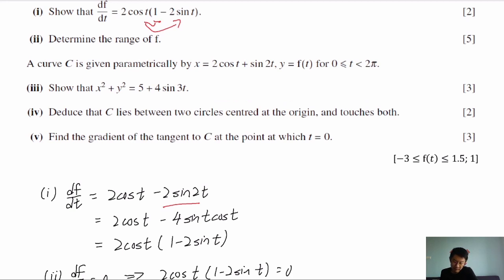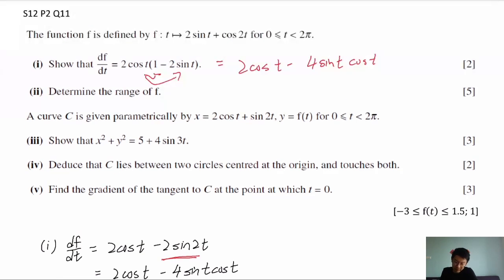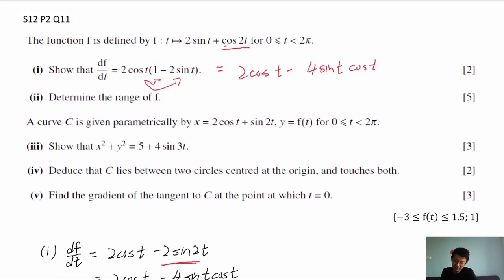Okay, so from there, after we differentiate, we have this, which is 2 sine 2t, because after we expand here, we should get 2 cos t minus 4 sine t cos t. When we differentiate, we should get the result which is like this. Sorry, I'm referring to this one. We should be able to get the result, because it's already given anyway.